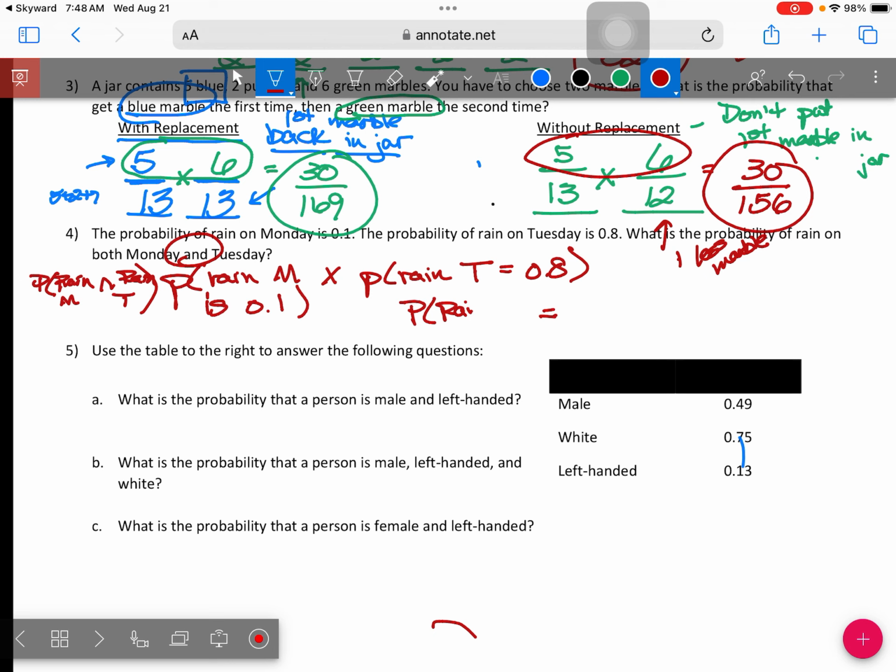Give me a second. 0.1 times 0.8 should give you 0.08. Is that right? Yes, question?